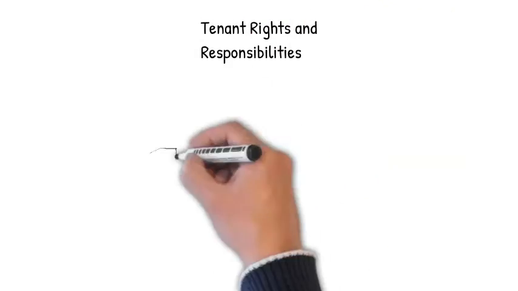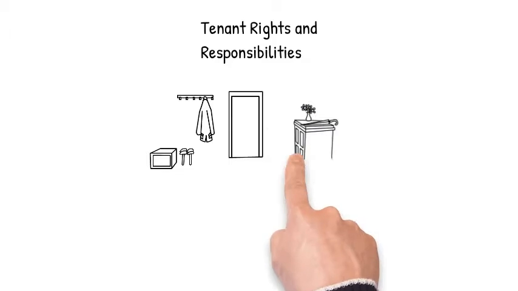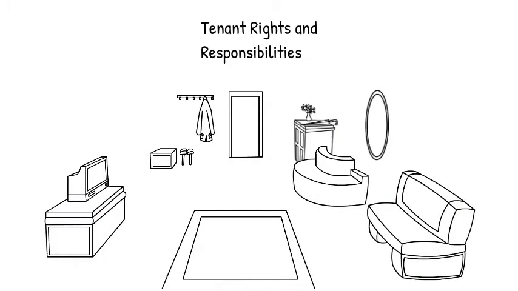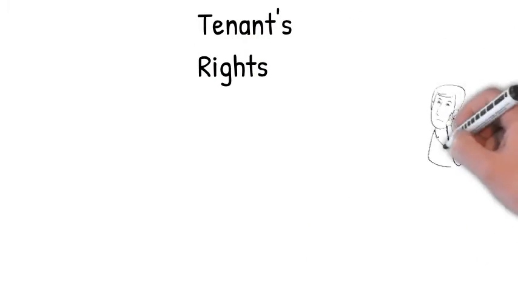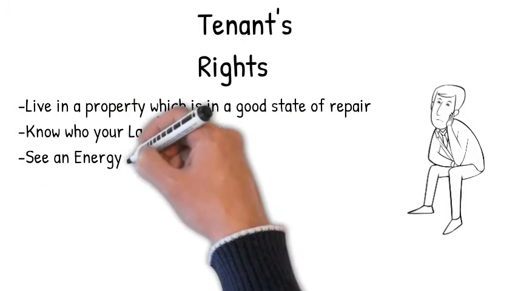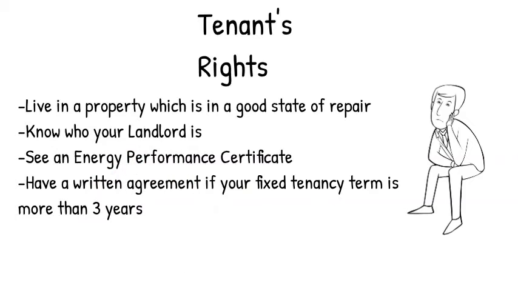Now we have discussed your right to rent, we next need to talk about what is expected of you as a tenant, including some of your rights and responsibilities. Your tenant rights include living in a property which is in a good state of repair, knowing who your landlord is, seeing an energy performance certificate, and having a written agreement if your fixed tenancy term is more than 3 years.